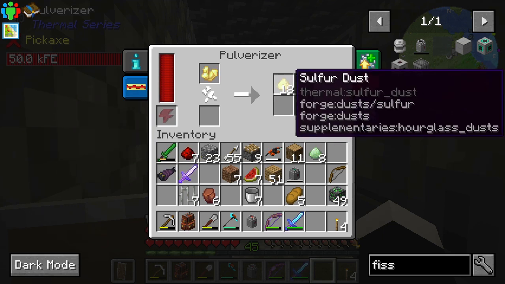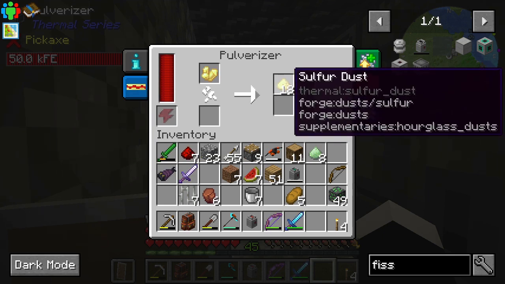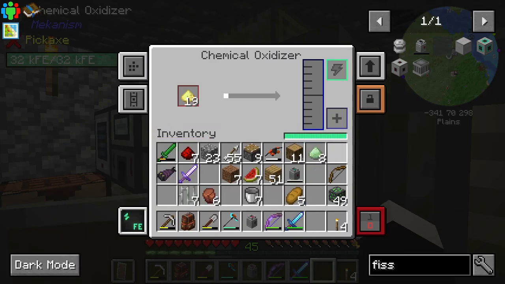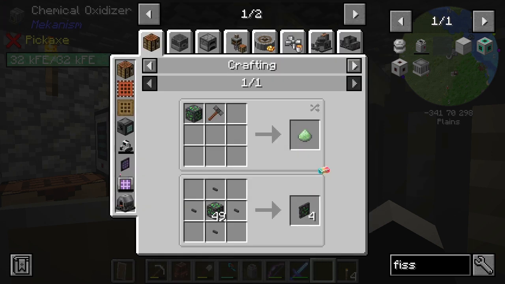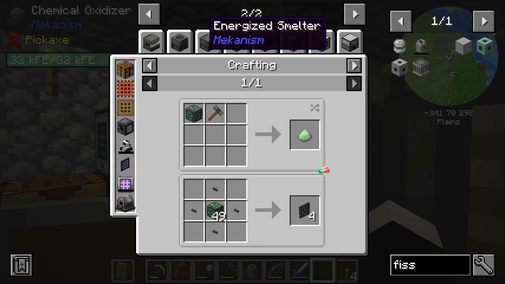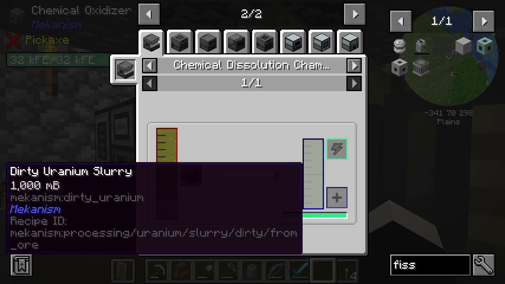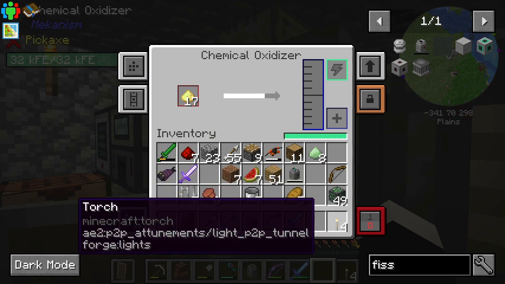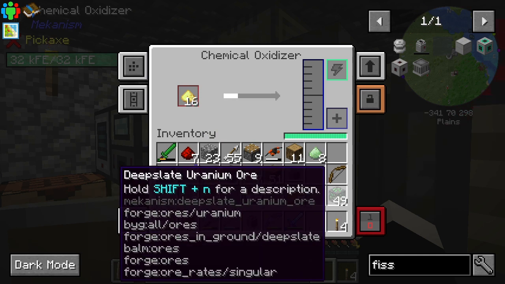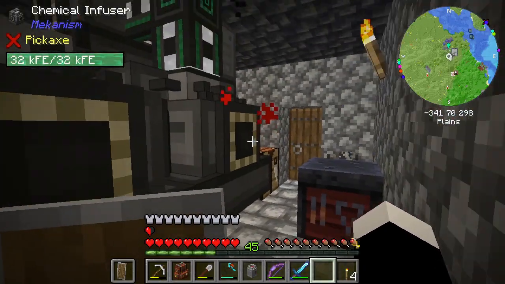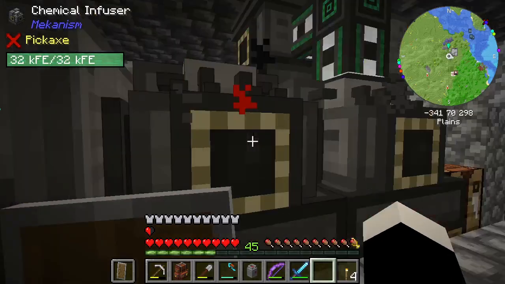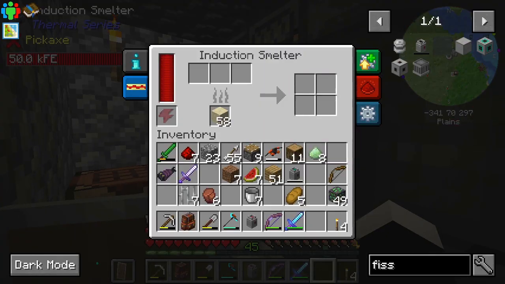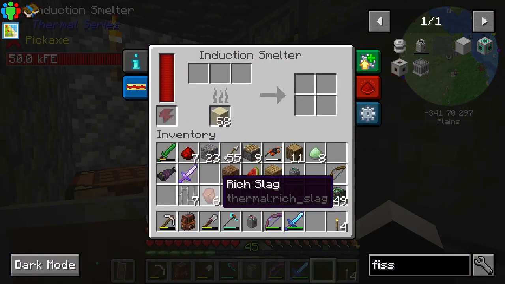And it looks like we're just about finished processing the sulfur into sulfuric acid, which is important once again, seeing as how I needed to use it in the chemical dissolution chamber. It takes a tenth of a bucket. So to process 49 of these, it should take 4.9 buckets, and I've got, well, 3.2 and counting in here. So using the induction smelter was a stroke of genius when you think about it.